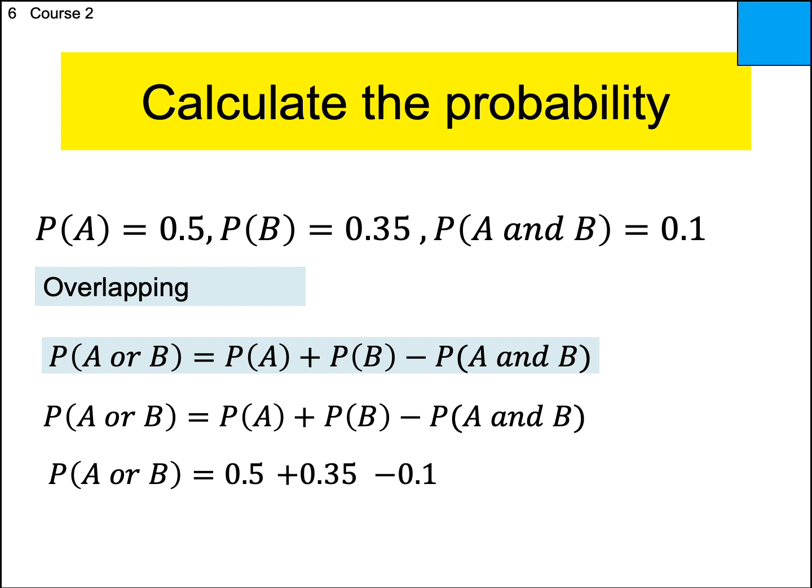All right, well, you can do this one in your head. 0.5 plus 0.35 is what? 0.85. Minus 0.1 would be 0.75. Yeah, it was that easy.